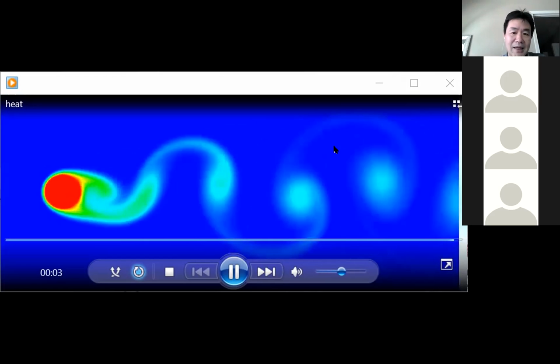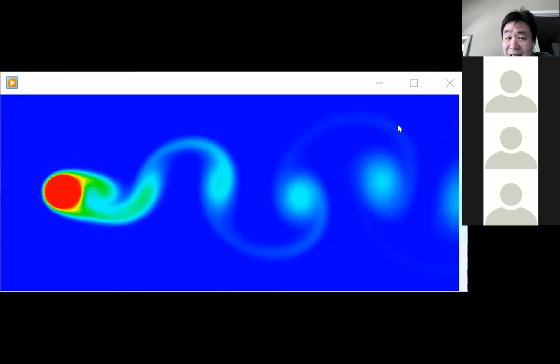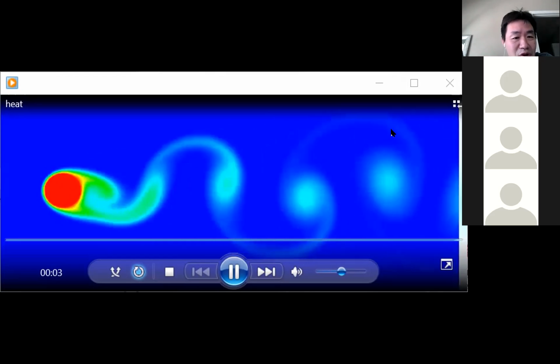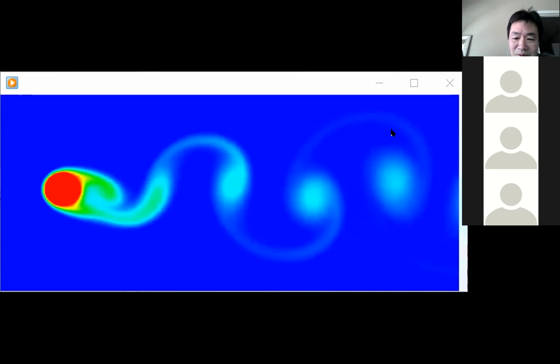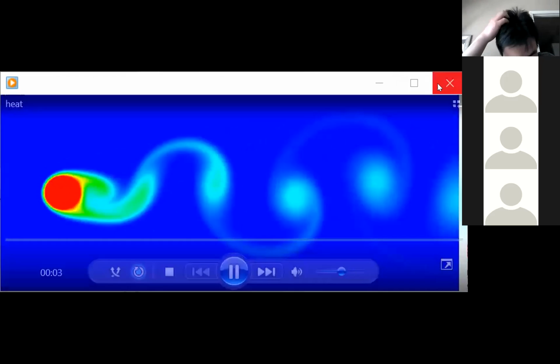So the question is here, it seems like a very, very complicated phenomenon. So you have to solve the flow field before you can actually calculate the Nusselt number, right? Nusselt number, Reynolds number, those things. Nusselt number is the heat transfer.